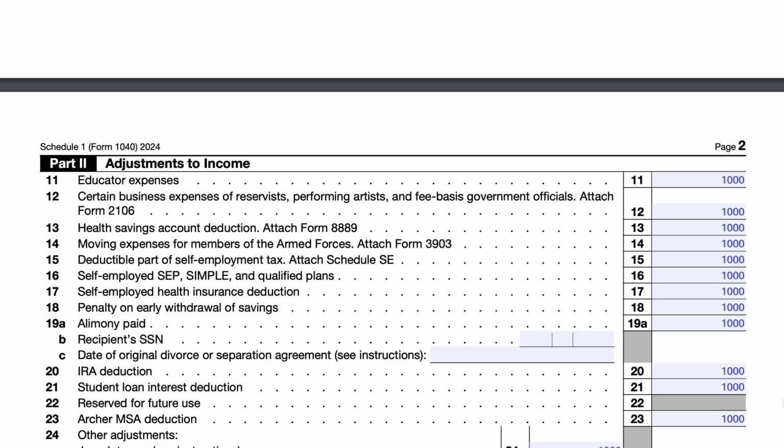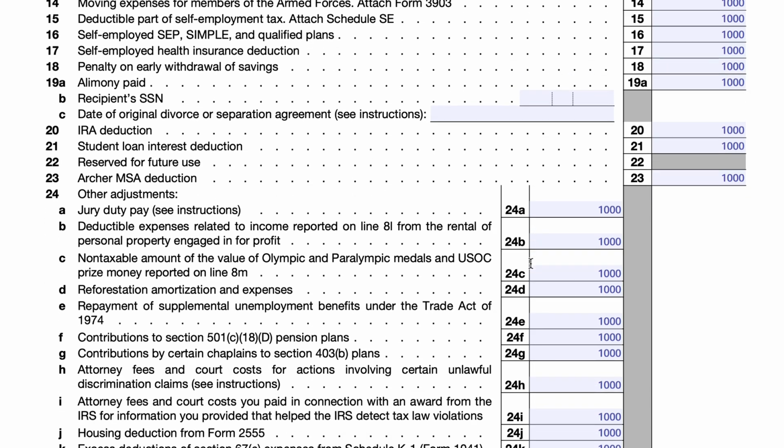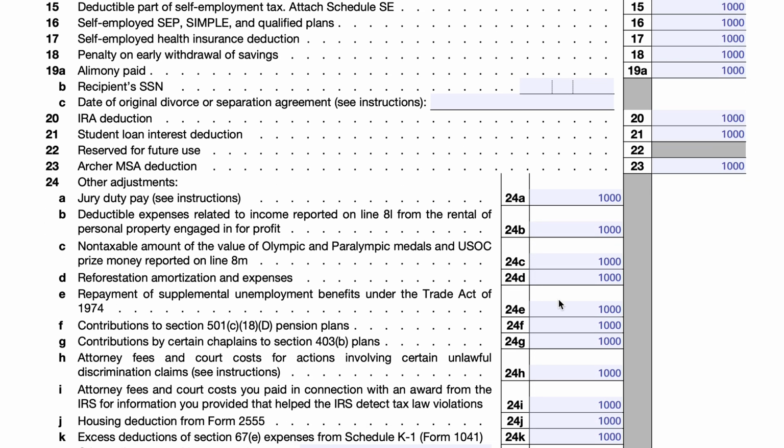And that's where you would report that student loan interest. Let's see. Line 22 is reserved for future use. Line 23 is the deduction for an Archer MSA. Very similar in principle to the health savings account deduction. And then there's a whole list of adjustments to income. So we'll go through this fairly briefly.